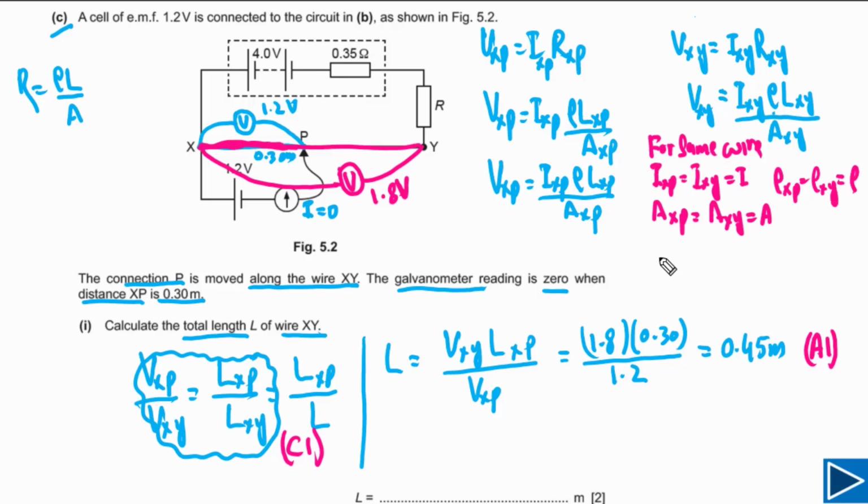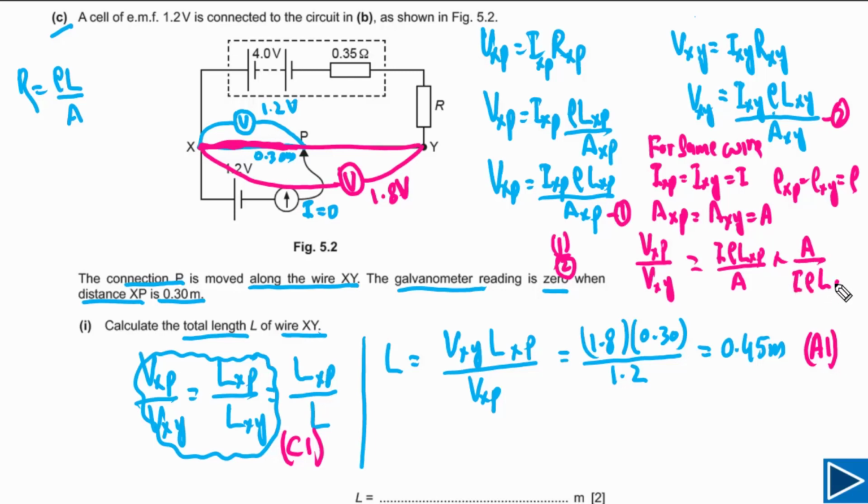Now simply we need to divide. If we divide Vxp by Vxy, we can call this equation 1 and this second, so equation 1 divided by 2. So we can write these things here. We got I, rho, and Lxp, divided by A, since Axp is equal to A. And we need to multiply this one with A divided by I times rho times Lxy.